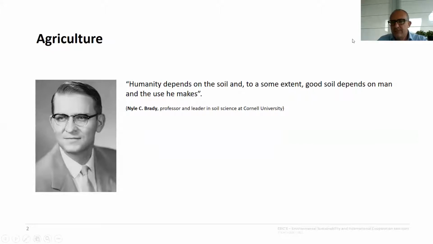Well, for this, I'd like to start with an aphorism by one of the most famous soil scientists, Nyle Brady: humanity depends on the soil, and to some extent, good soil depends on man and the use he makes of it. Probably this sentence may sound a little bit trivial, but it's well known that the soil is one of the most important agricultural factors closely connected to environmental sustainability.